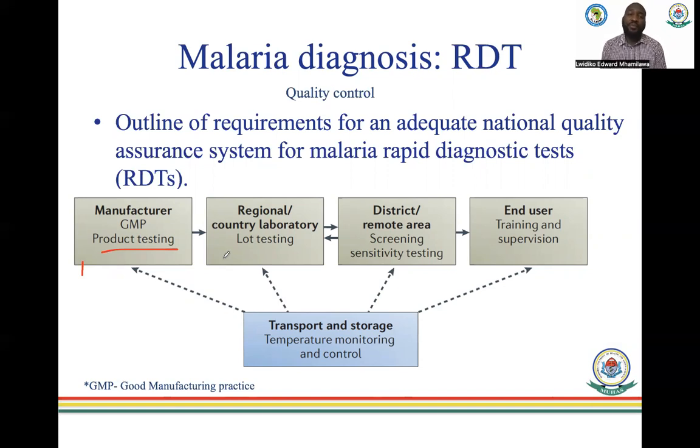Now, most of the time, the countries that are affected with malaria are usually hot, and during transportation, maintaining a cold chain, especially for things like rapid diagnostic tests, might be challenging. So you might find challenges of quality from the manufacturer. You might have a manufacturer produce them in a good way, but then during the transportation to the region or the country or the district, the quality is compromised.